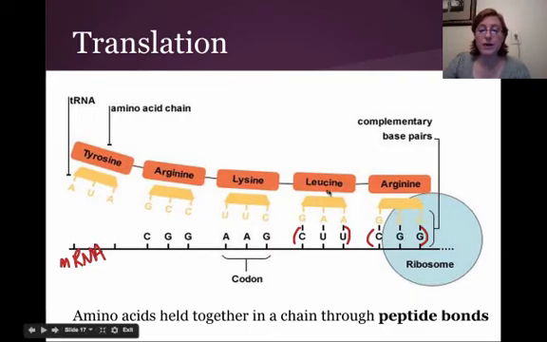When each of these amino acids arrive, they're single. But what's going to happen is as soon as they get next to one another, they're going to form a bond together, and that is called a peptide bond. Again, this is a review of what we talked about in our macromolecules lesson.